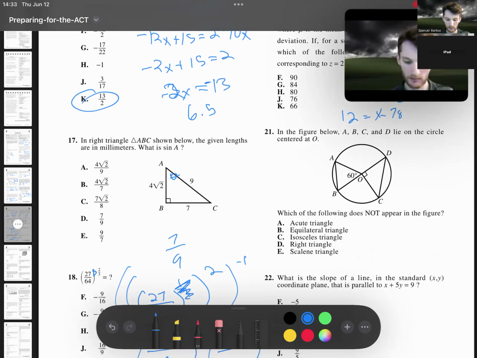21. And the circle center O. Which of the following does not appear in the figure? Well, I see an acute triangle. I mean, it looks okay. Learned in geometry, don't assume things. Okay. All right. I see a right triangle. It's literally right there. Scalene. Well, these have to be equal if they're radii, so it's not. So there's an isosceles triangle. Equilateral. Scalene.